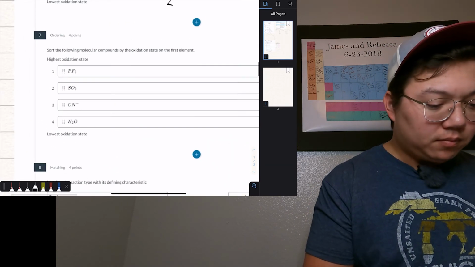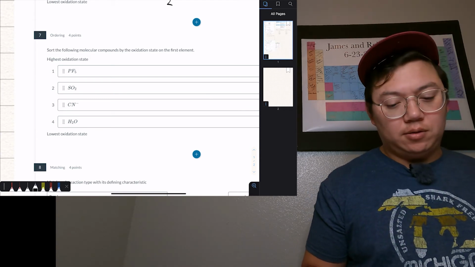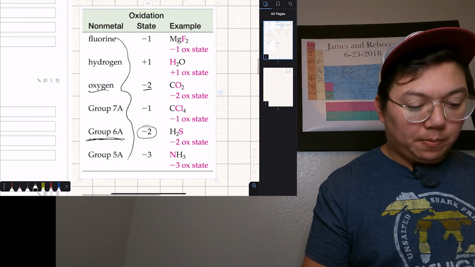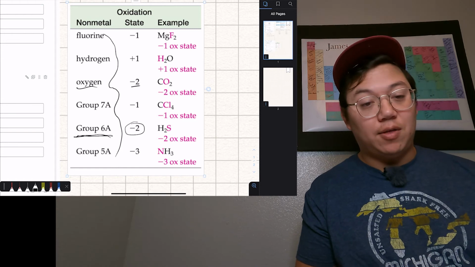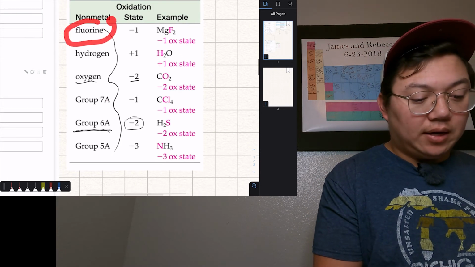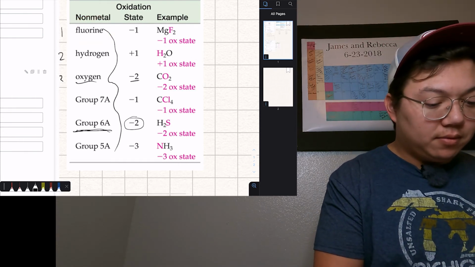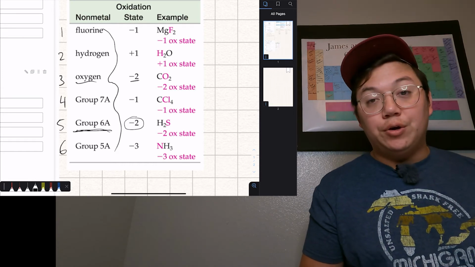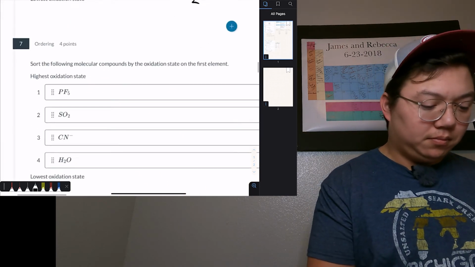So for our first one, we have PF5, so phosphorus pentafluoride. We'll go over to a list, and we're going to see which of our elements is on this table and how high they are on the table. So fluorine immediately is our number 1, right? So this is our highest priority. So that one is the one we're going to use to determine the oxidation state on phosphorus.